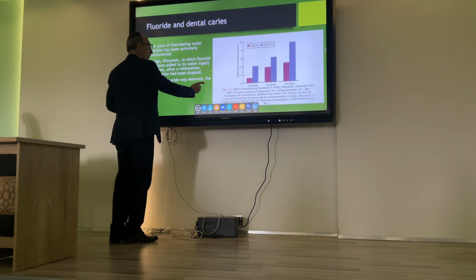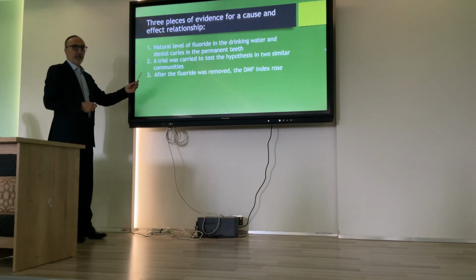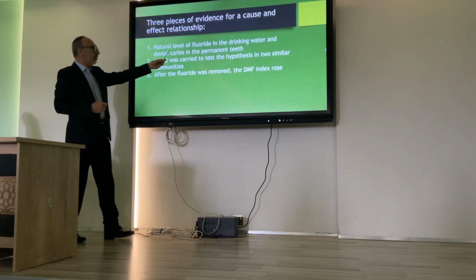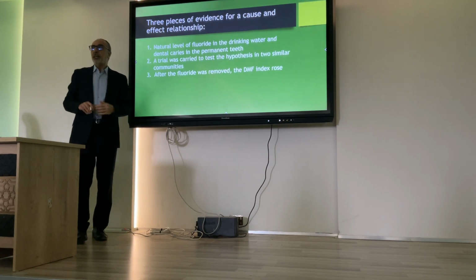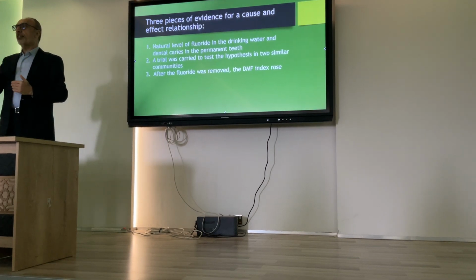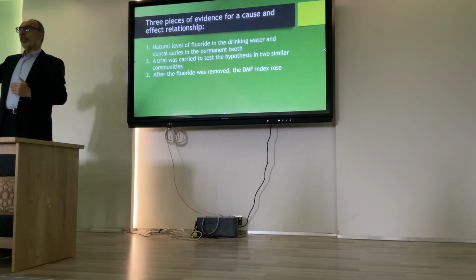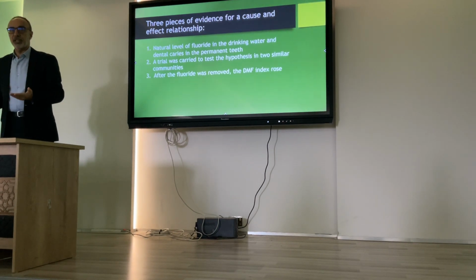Let's go to the next example. First, briefing the situation. First, the natural level of fluoride in drinking water showed that the dental caries has a reverse correlation with fluoride. Reverse means that by increasing the amount of fluoride, the number of dental caries decreased. This is called a reverse relationship.